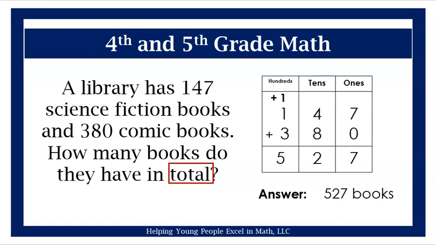Always starting at the ones place, 7 plus 0 is equal to 7. 4 plus 8 is equal to 12. We will put a 2 in the tens place and carry our 1. 1 plus 3 is equal to 4, plus 1 is 5. So the total number of books is 527.